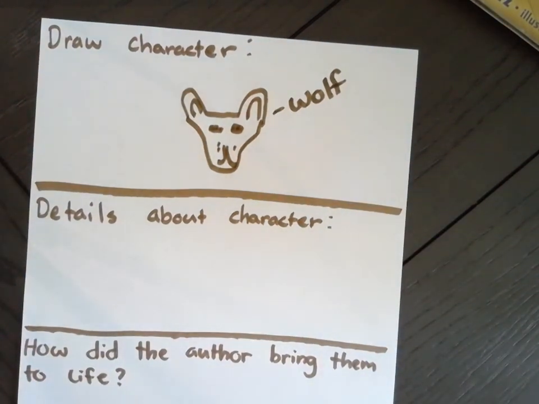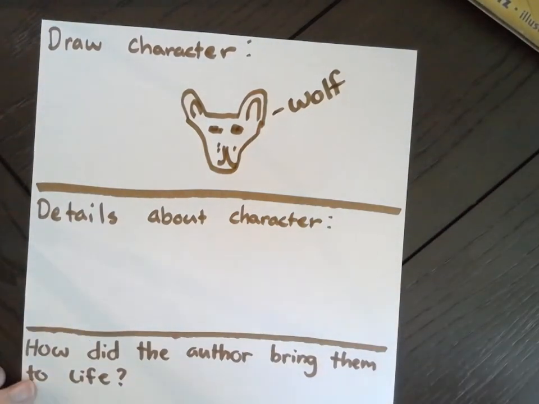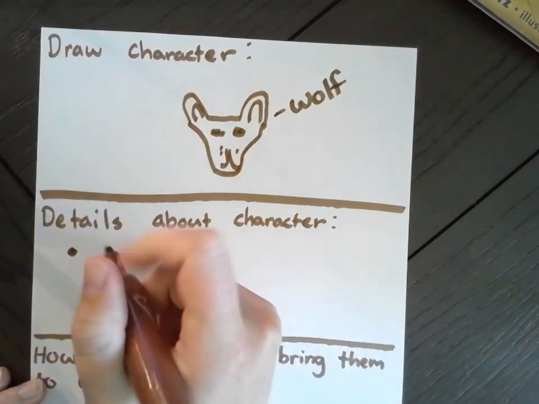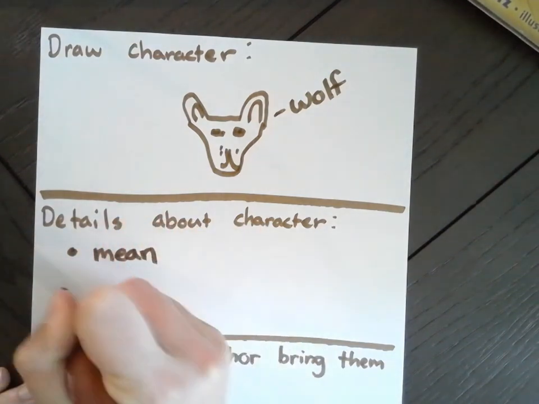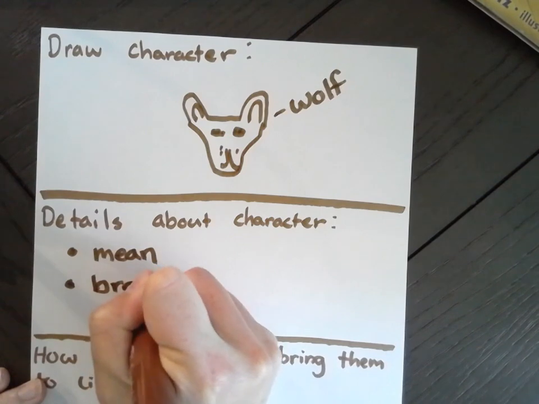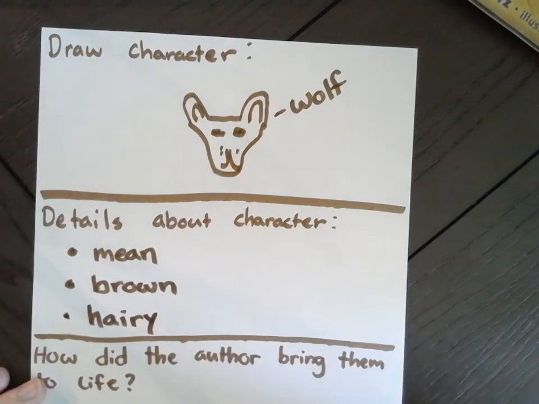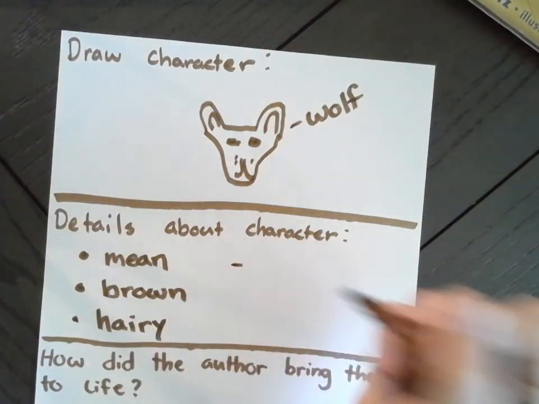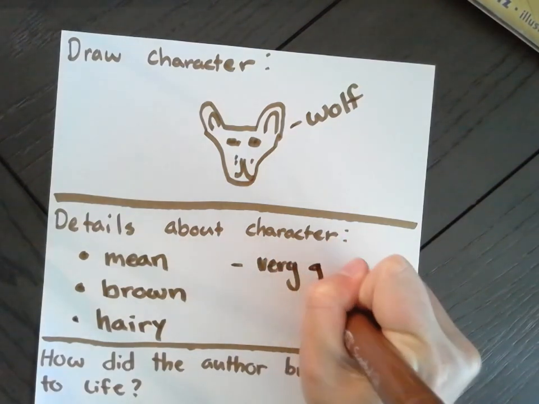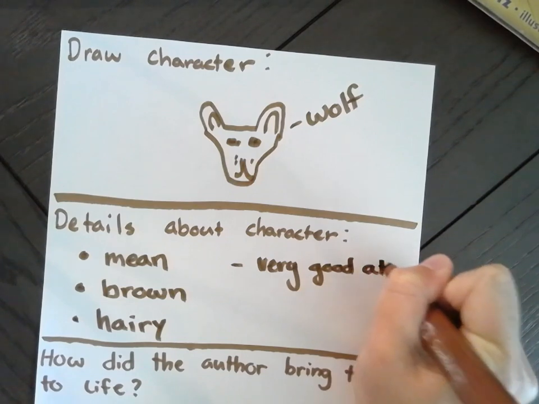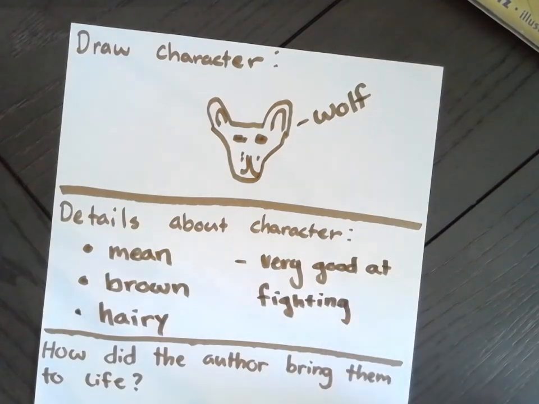Your second step is to write down any details about the character you found when you're reading. And when I read Ninja Red Riding Hood, one of the big character traits from the wolf is that he was mean. He's also brown and he's hairy. Also, after reading, I found out that he is a very good fighter. Very good at fighting. And that's a major thing he does in this story.